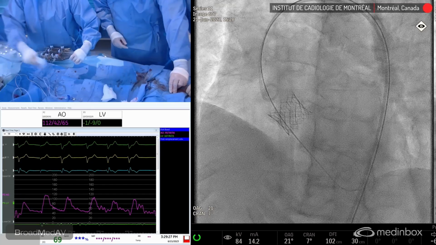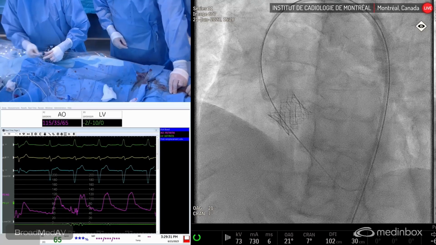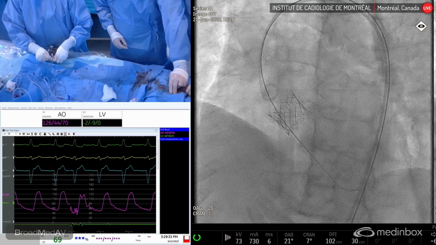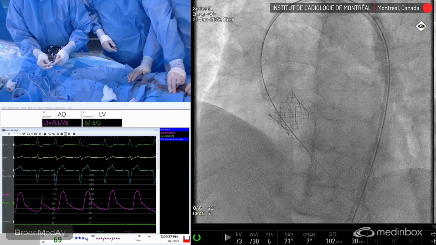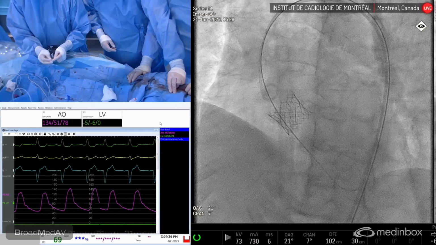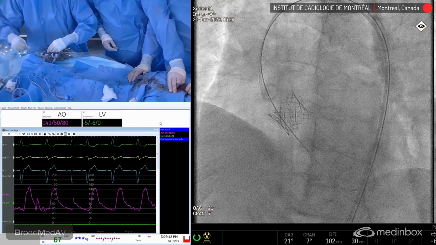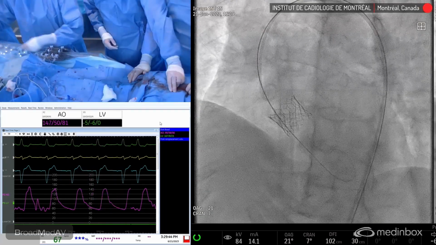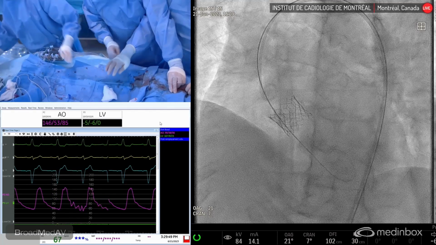Parfait, merci. So she's back in sinus rhythm. Back in sinus. Yep. QRS is a little bit wider. Yeah. Blood pressure is good. And you actually can see a dicrotic notch on her aortic pressure tracing. Just going to advance our pigtail.